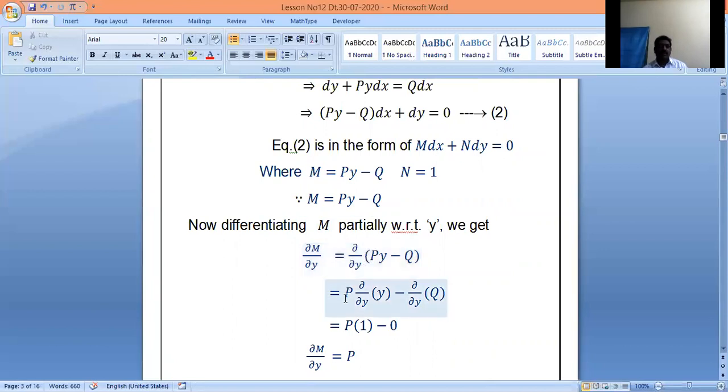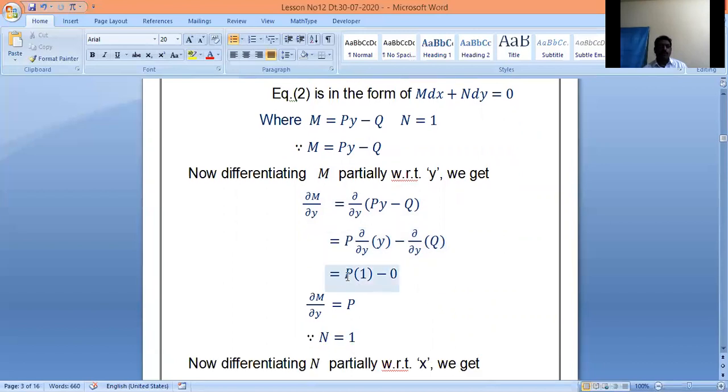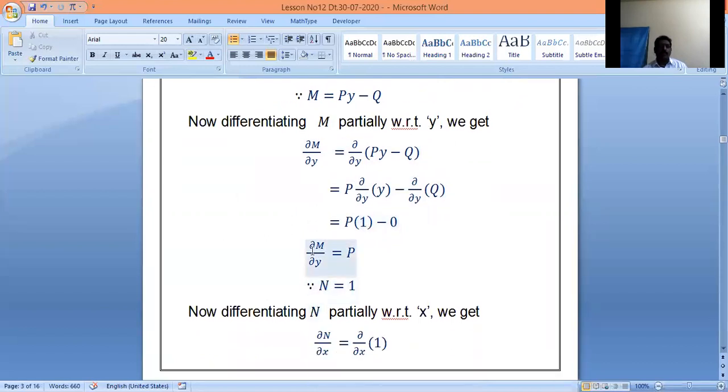It can be written as p into dou by dou y of y minus dou by dou y of q. That is equal to p into dou by dou y of y, which is 1, minus, here q is a function of x, therefore it is a constant. Dou by dou y of constant is 0. Therefore p minus 0 is p. Therefore dou M by dou y is equal to p.